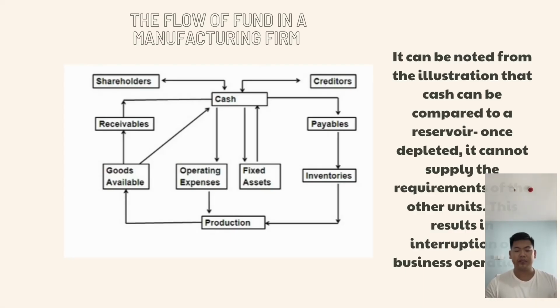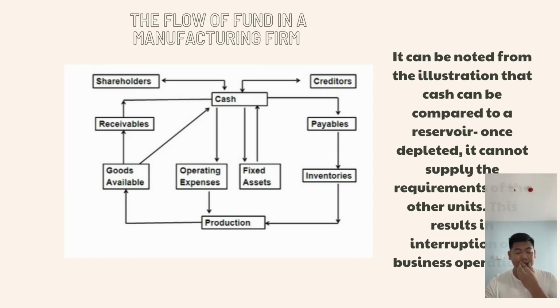So the next one is the flow of fund in the manufacturing firm. Well, it can be noted from the illustration that cash can be compared to a reservoir. Once depleted, it cannot supply the requirements of the other units. This results in interruption of business operation.